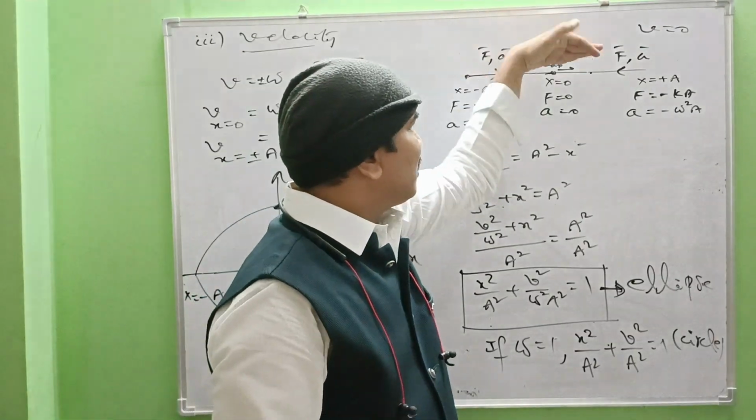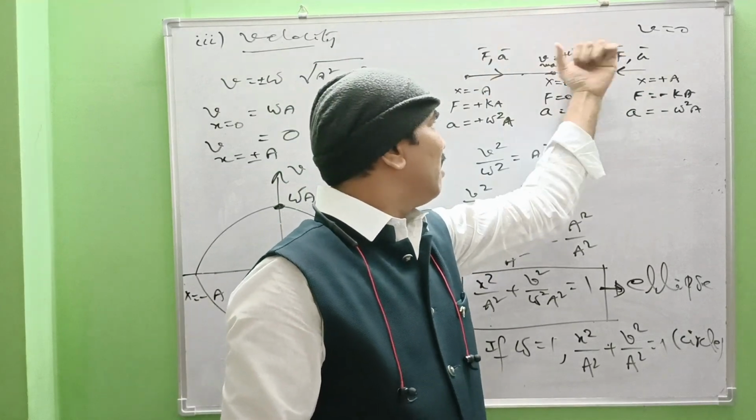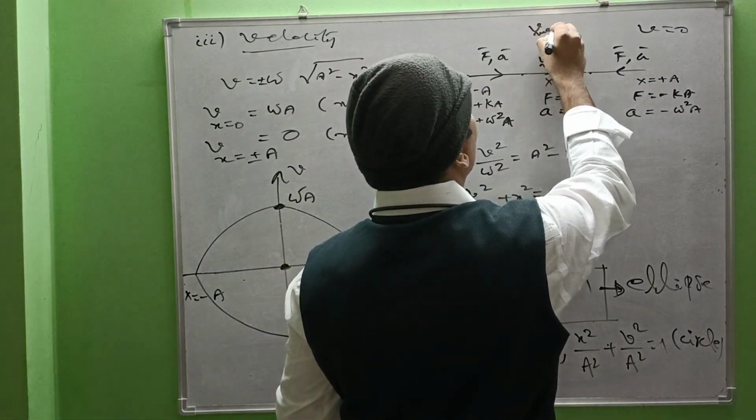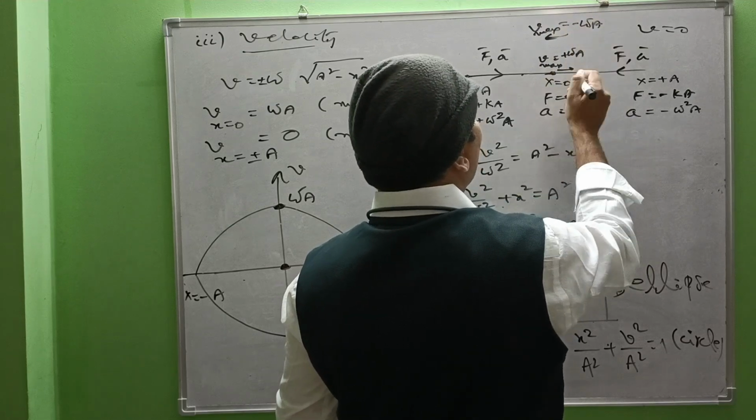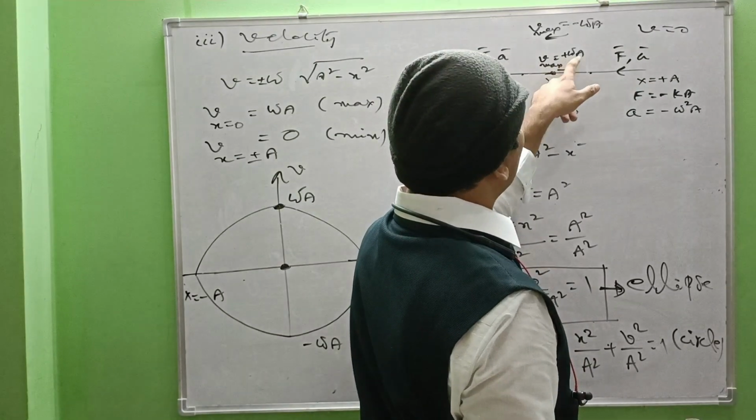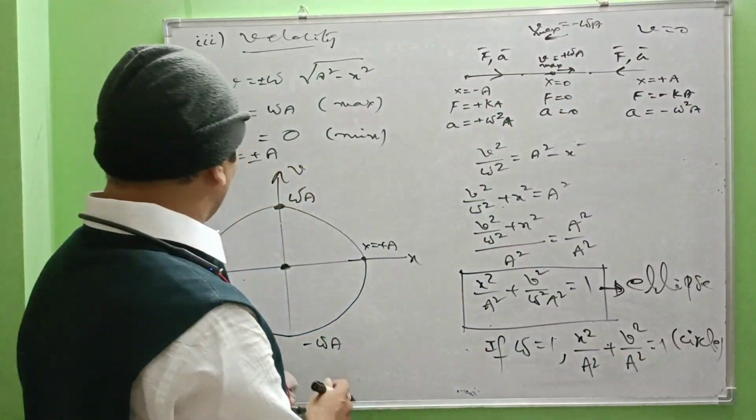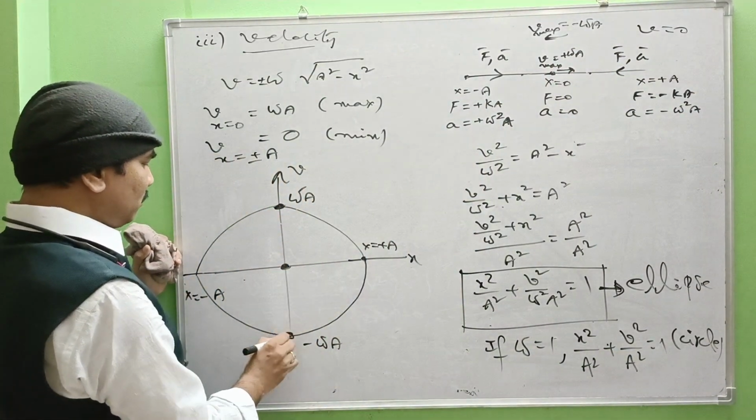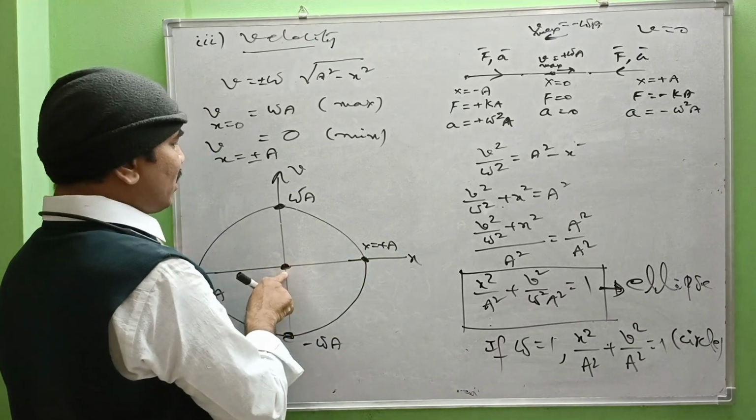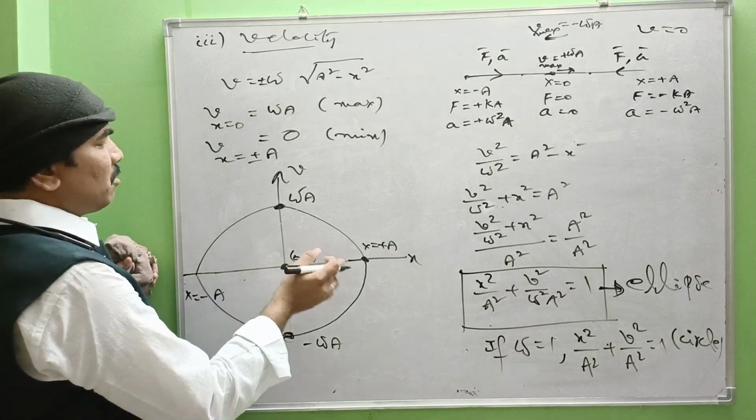If it crosses the mean position rightwards, v becomes plus omega a. If it crosses the mean position leftwards, then velocity becomes minus v max, equal to minus omega a. See here the arrow mark. It crosses rightwards at the mean position, that is plus omega a. It crosses the mean position leftwards, it becomes minus omega a. That's the difference between these two. And here at x equal to 0, velocity equal to 0. See the coordinate (0, 0). At x equal to minus a, see the coordinate (minus a, 0).